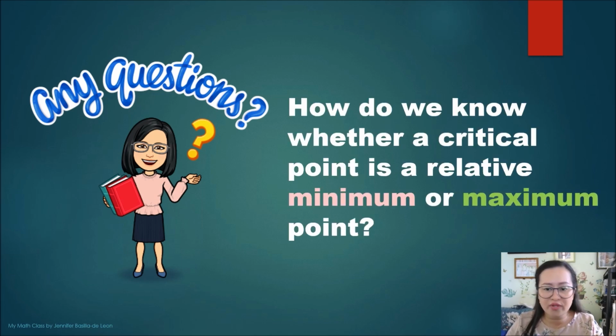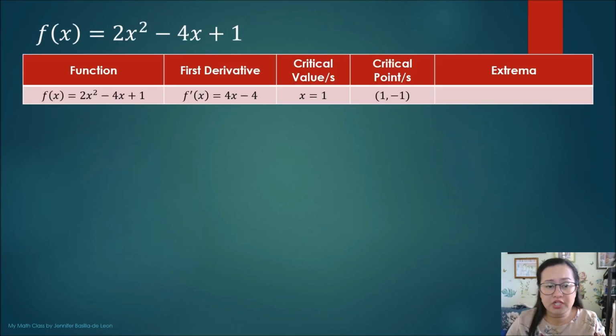Now, at this point, I have a question. How do we know whether a critical point is a relative minimum or a maximum point without using graphs? Now consider the function f of x equals 2x squared minus 4x plus 1. A while ago, we were able to get the critical value and the critical points on this graph. And this time, let's determine whether it's a relative minimum or a maximum without the use of its graph.